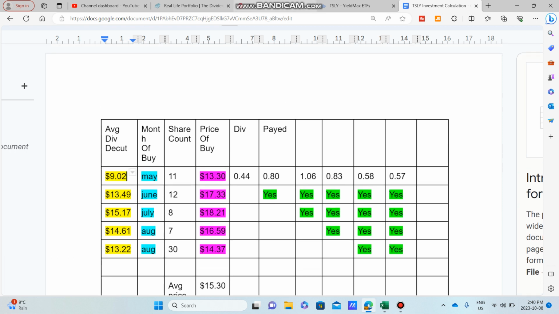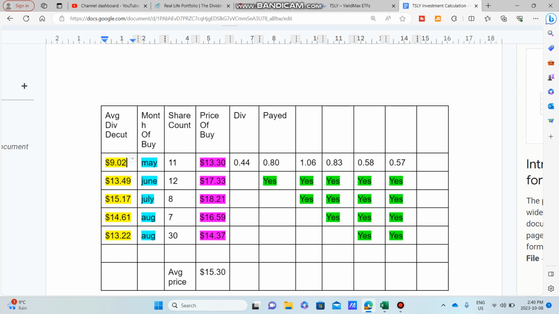I really wish I bought more at that first one, not gonna lie, but you can't go back in time. You can only go forward, so we gotta look forward here. Going into our next one, I bought at $17.33. This was in June.